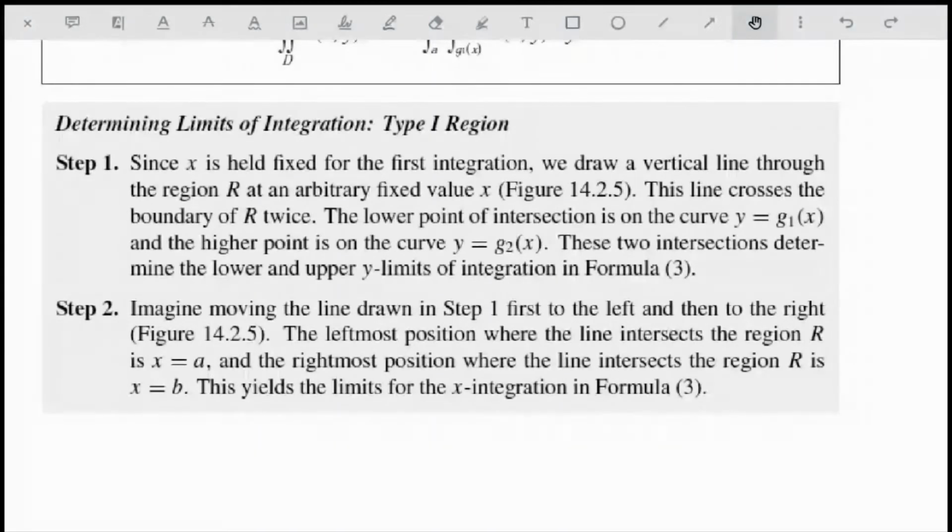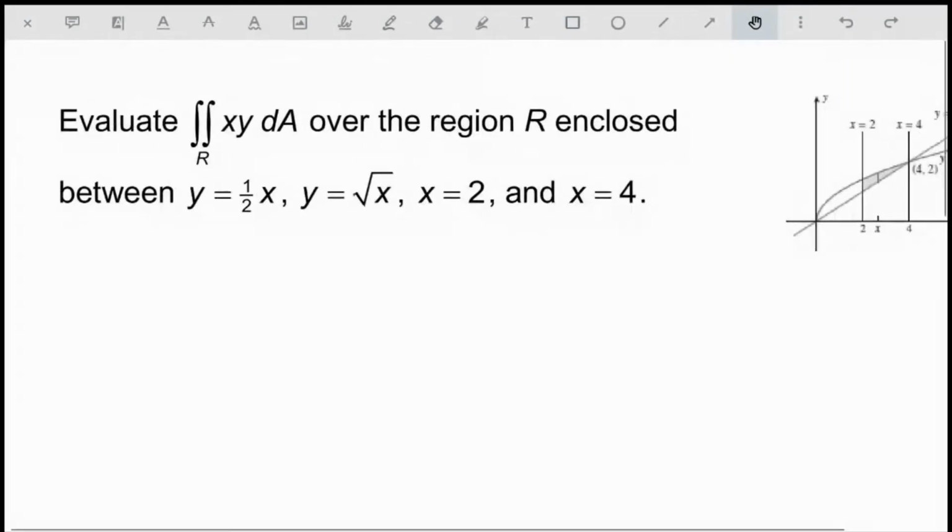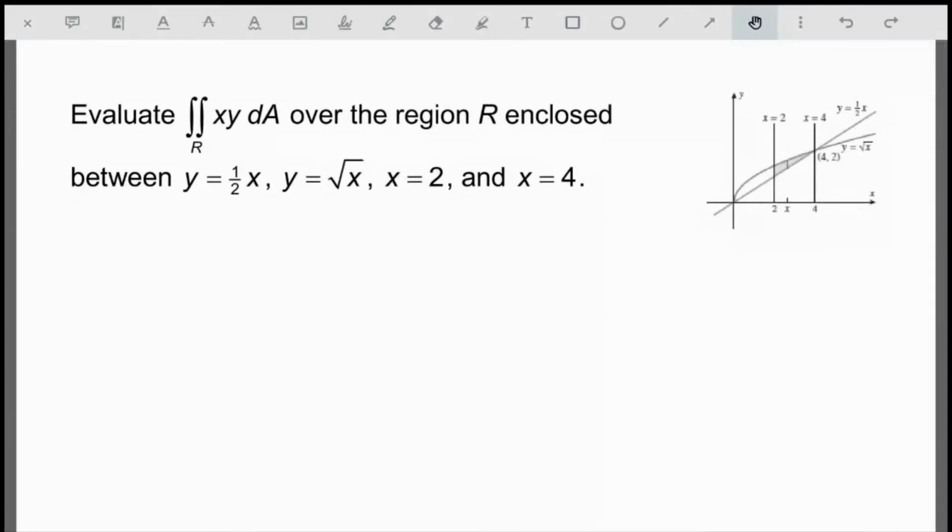But like I said, if you really need it, especially on the first few, you can read through those steps. Okay, so here's an example. It says evaluate the double integral on the region R of xy dA over the region R enclosed between y is 1/2 x, y equals square root of x, x is 2, and x is 4. Now, nice thing here is they already gave you a diagram.